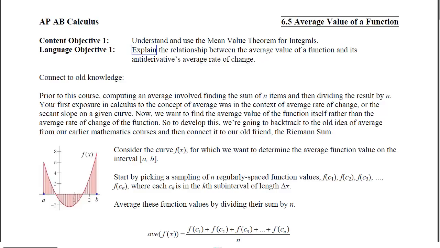First of all, let's consider the curve f of x, for which we want to determine the average function value on the interval from a to b. We'll start by picking a sampling of n regularly spaced function values. So we have f of c sub 1, f of c sub 2, f of c sub 3, and so on, all the way up to f of c sub n. If we average these function values by dividing their sum by n, we would get the average of f of x equals the sum of f of c sub 1 plus f of c sub 2 all the way up to f of c sub n, and we're going to divide by n.